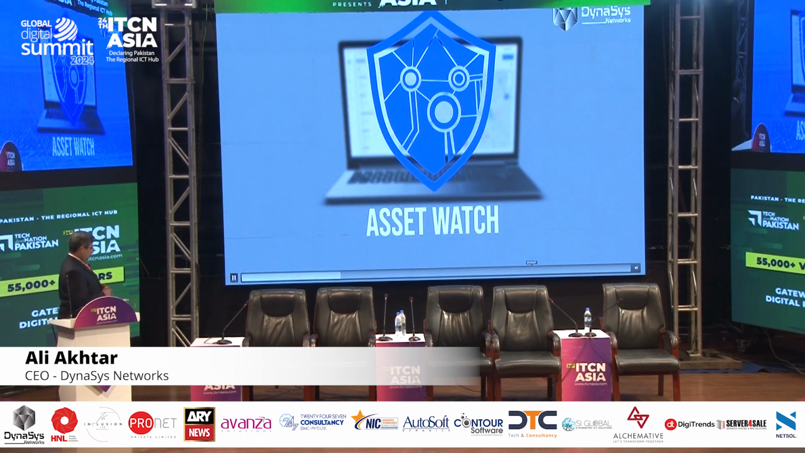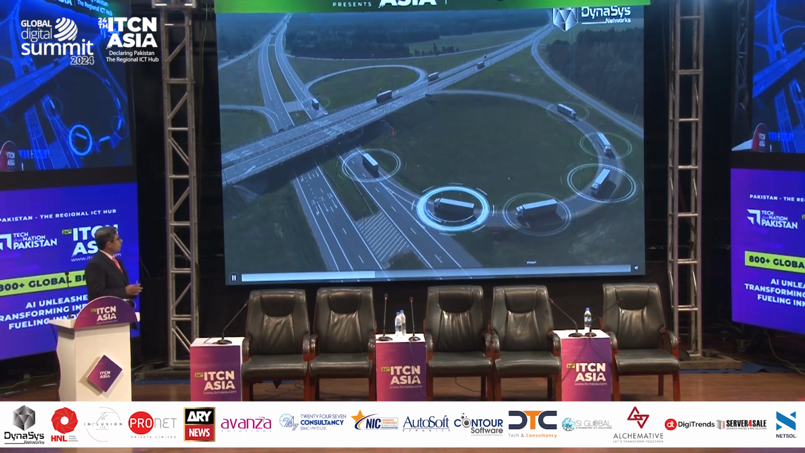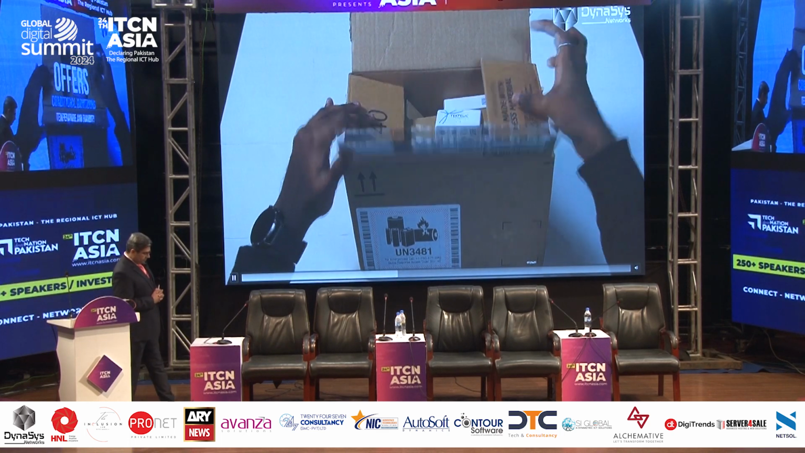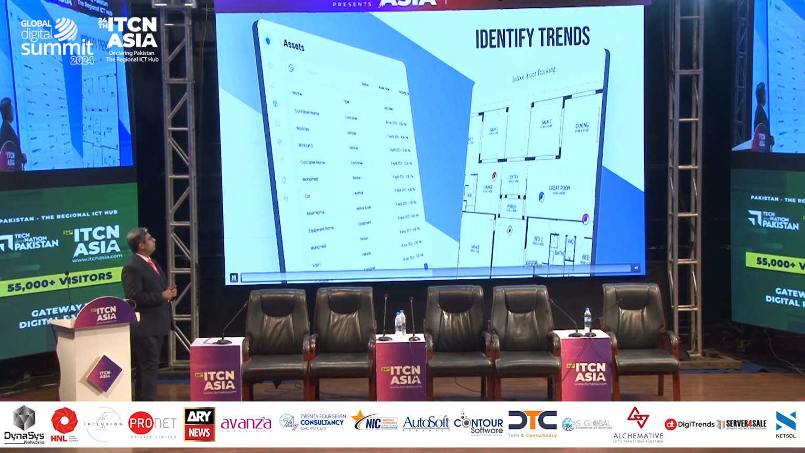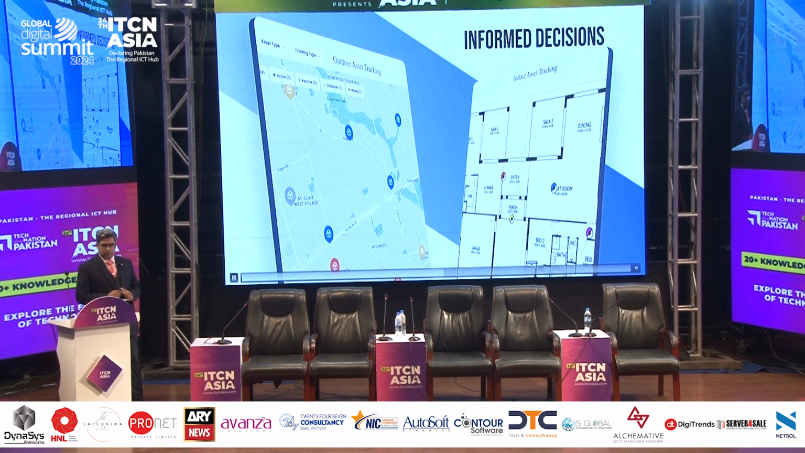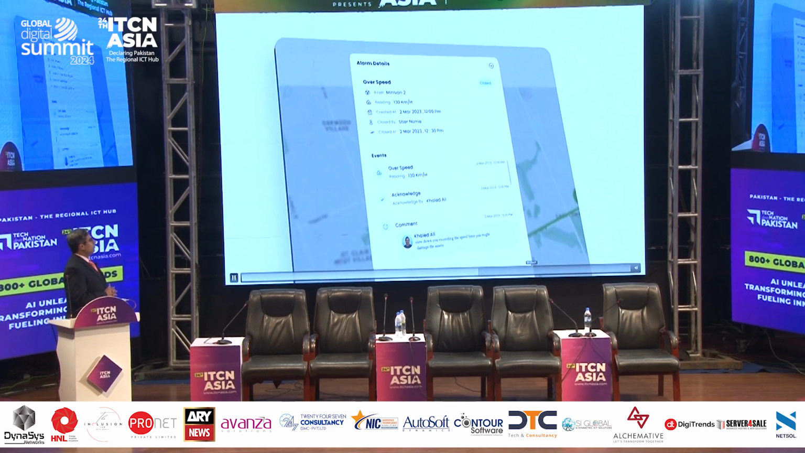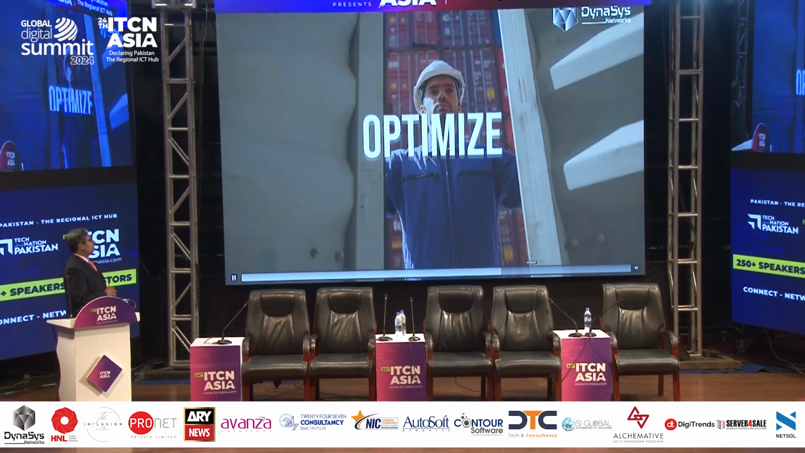With Asset Watch, you can monitor your assets in real time, ensuring their exact location and status, giving you full control and visibility. Asset Watch offers conditional monitoring for temperature and humidity-sensitive items, so you're alerted immediately if there's an issue. Data at your fingertips. Analyze asset movements, identify trends, and make informed decisions with our easy-to-use dashboards and comprehensive reports. Asset Watch sends instant alerts for geofence breaches, tampering attempts, and excessive speeds, helping you maintain security and optimize operations.